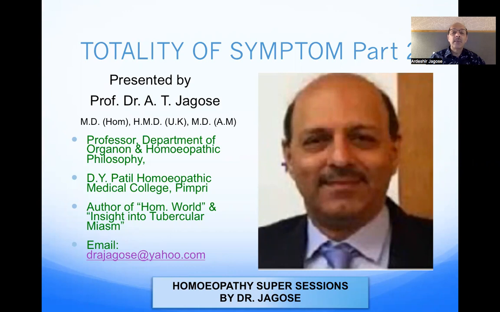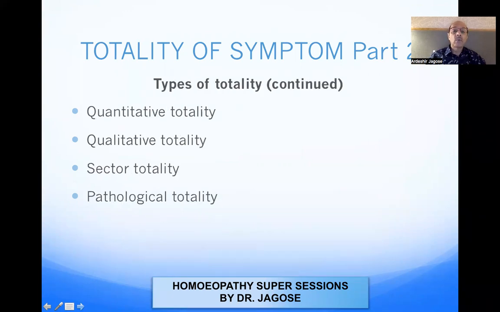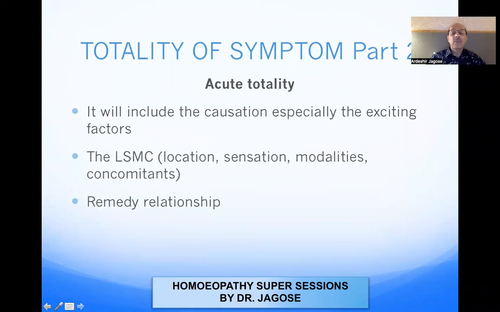Today we'll be doing part 2, the second part of the totality of symptoms. Now let us see what are the different types of totality. Well, there are many, like the acute totality, the chronic or the constitutional totality, intercurrent totality, curative totality, non-curative totality, quantitative totality, qualitative totality, sector totality, and pathological totality. So now let us see one by one.